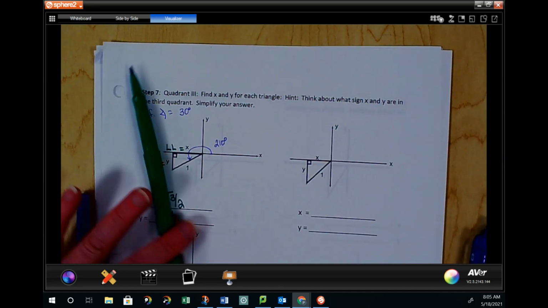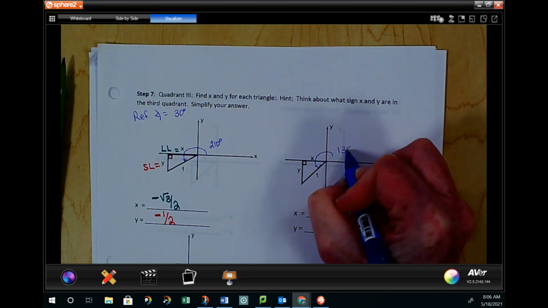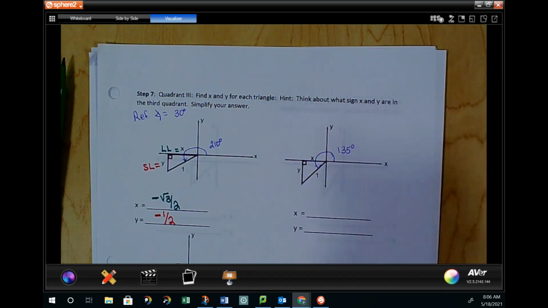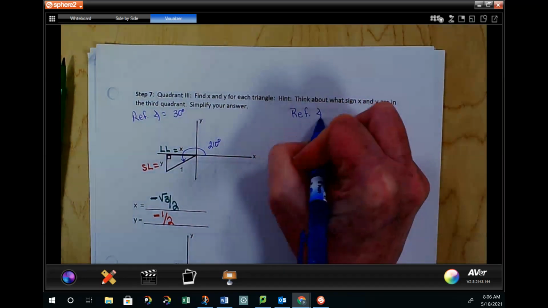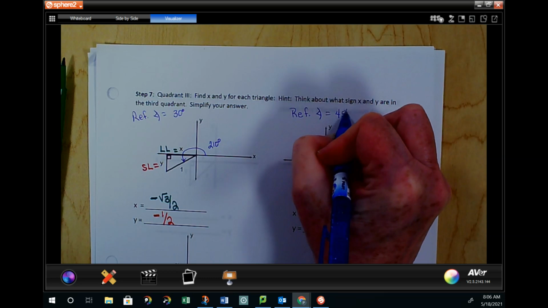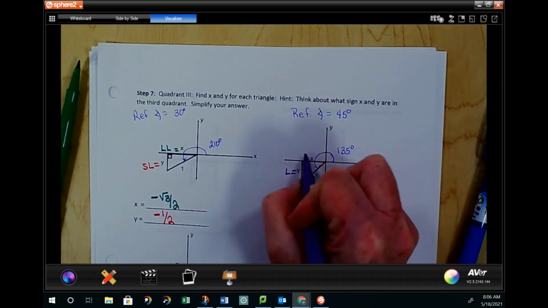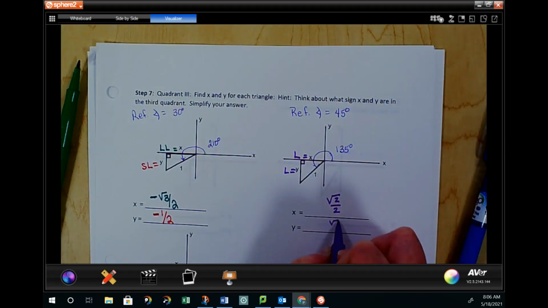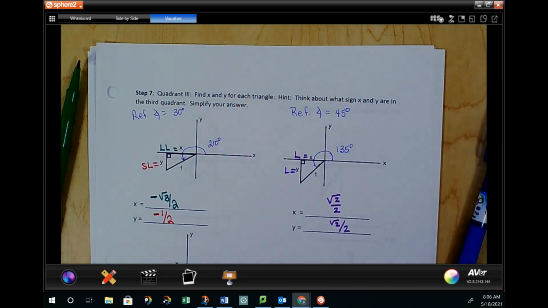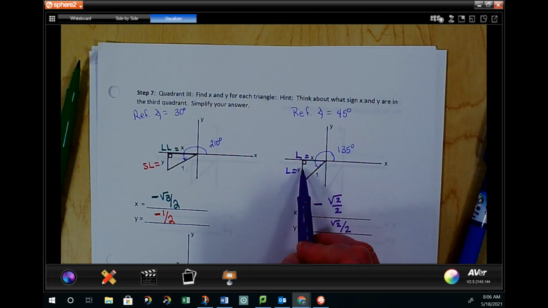And then this one is 135 degrees. So now your reference angle is 45 degrees. And when you have your reference angle, both of your legs are exactly the same. So that's the square root of 2 over 2, square root of 2 over 2. And then I'm moving to the left, so that's negative. And I'm moving down, so that's negative.